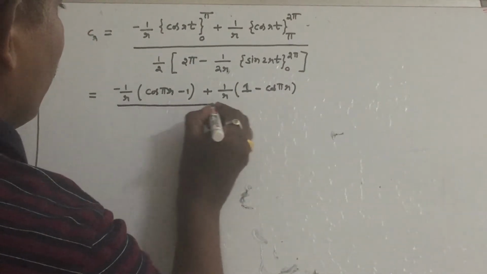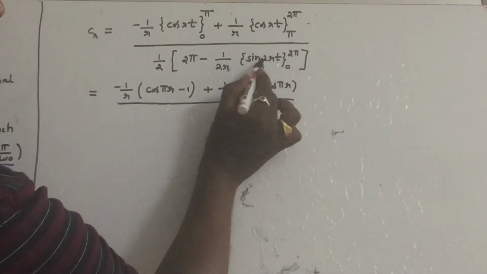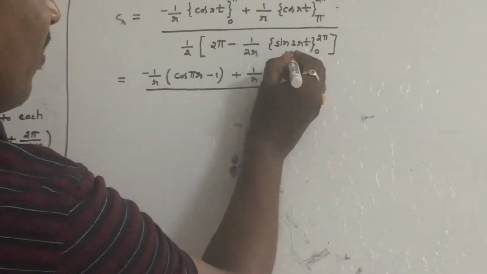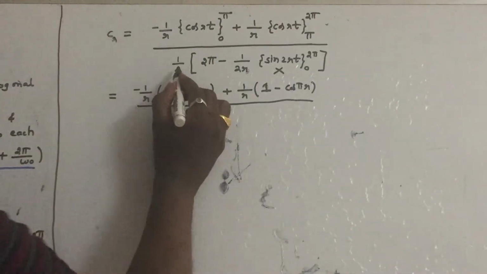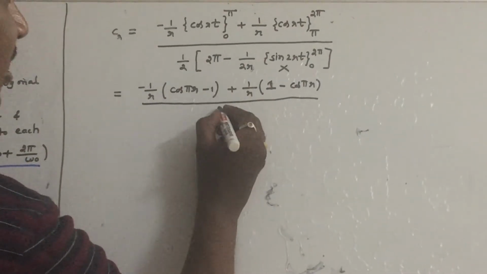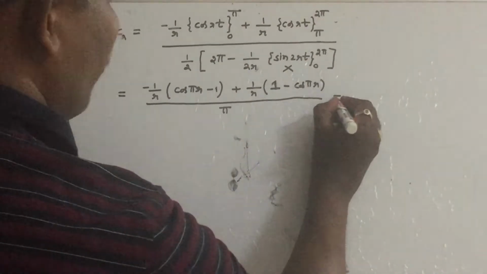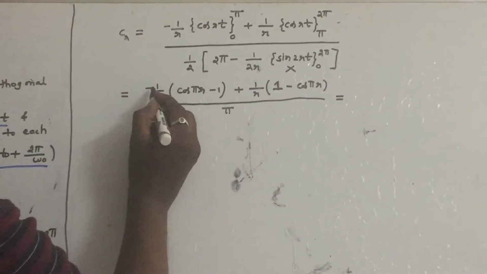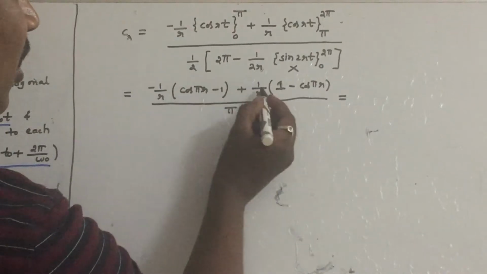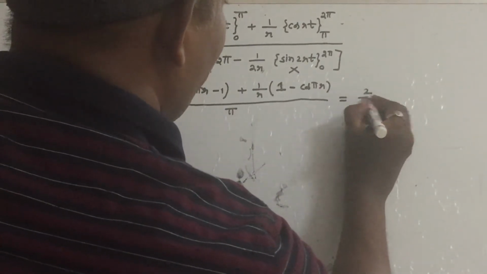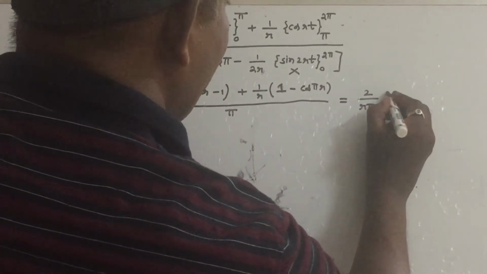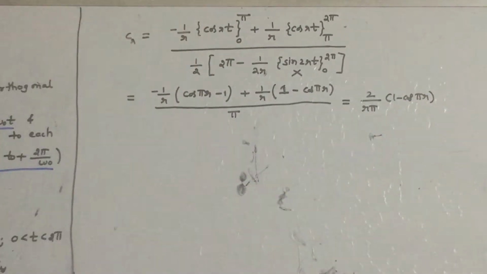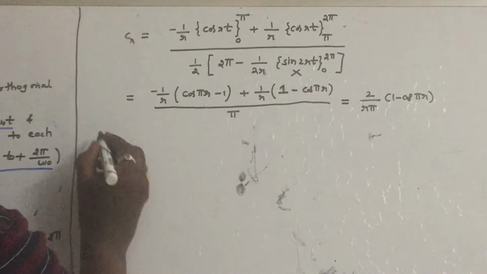By the denominator, you can see that sin 4 pi r is 0, sin 0 is 0. So therefore this term will cancel out. So therefore pi, 2 gets cancelled out. It is pi. So it is further written as, if you take minus as common, 1 by r will come. So therefore 2 by r pi into (1 minus cos pi r). So this is the answer for CR.